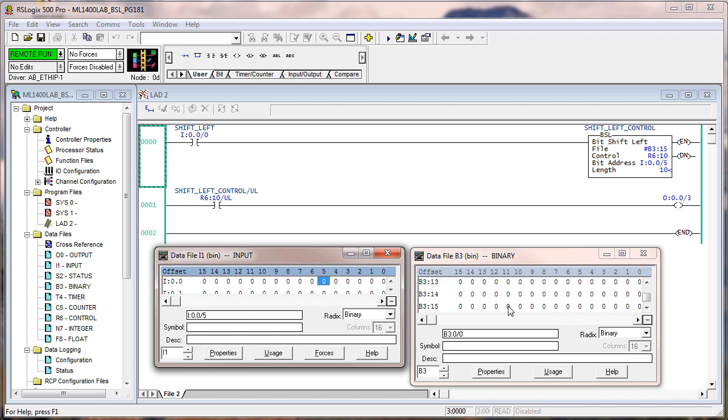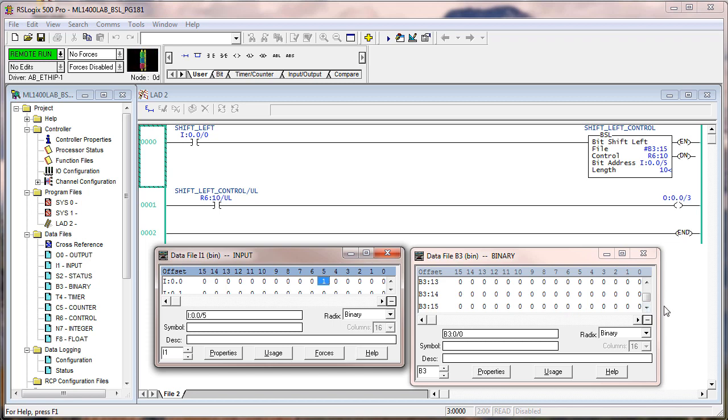The bit shift left instruction always loads at bit 0. It doesn't load in the middle of the word. The bit address won't load into some other bit position that you designate. For a bit shift left, the bit address that you're monitoring, we're monitoring input 5. I'm going to turn on input 5 again. And if you look over here, you see 5 is on. You look over here, you see 0.